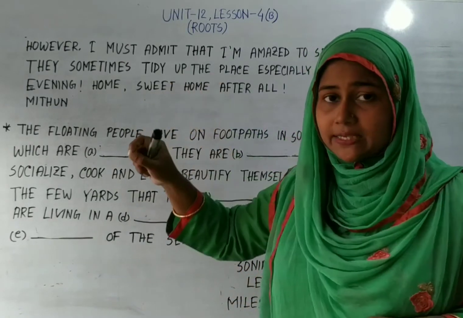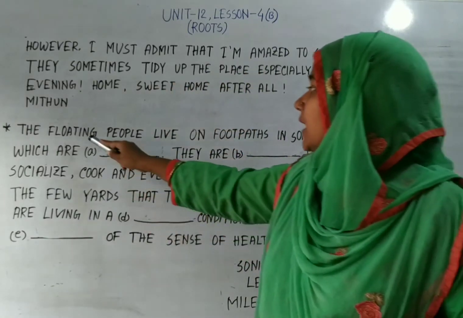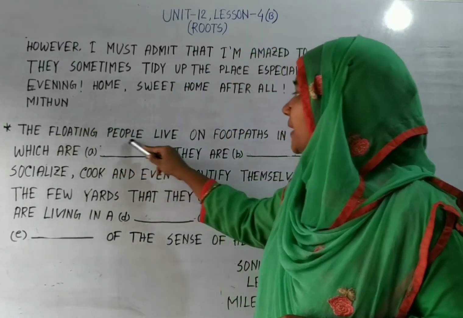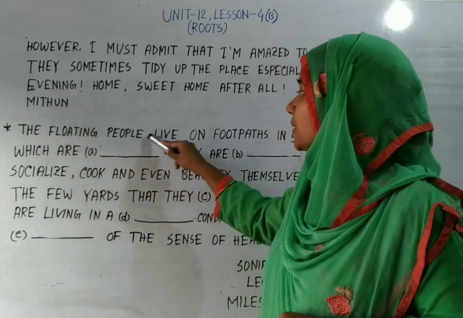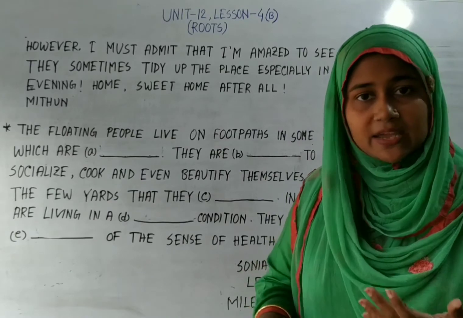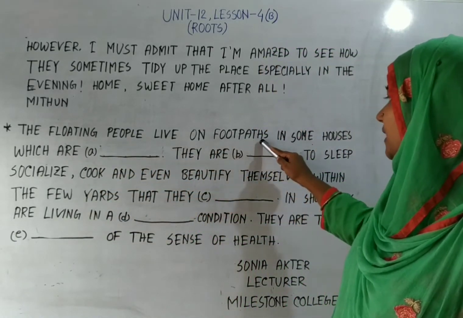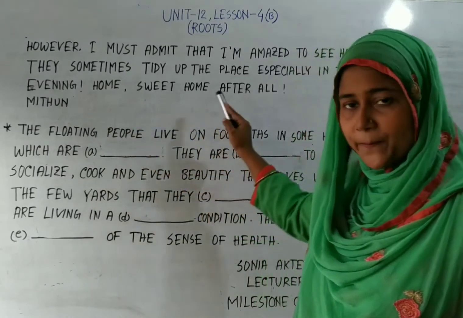But you have to collect it based on that passage. So read this one: The Floating People. This is the main topic of this passage. This passage is written about floating people and their lifestyle. So the floating people live on footpaths. This is also based on the passage.